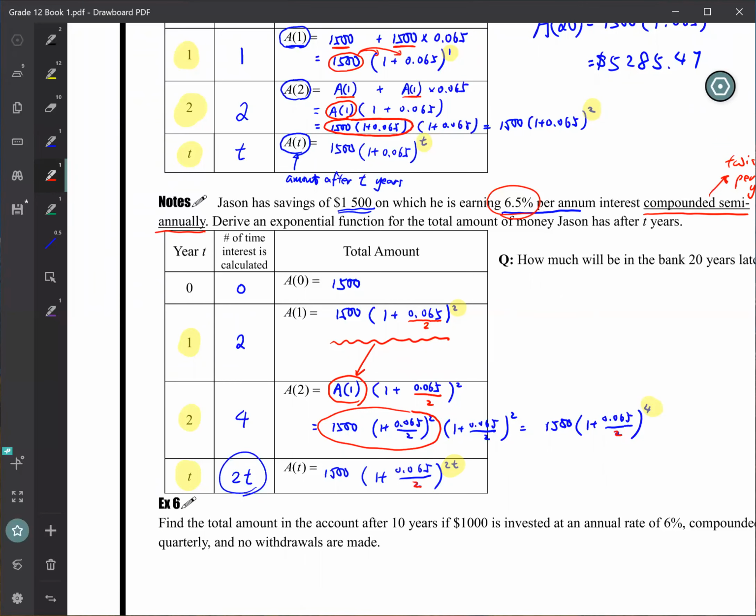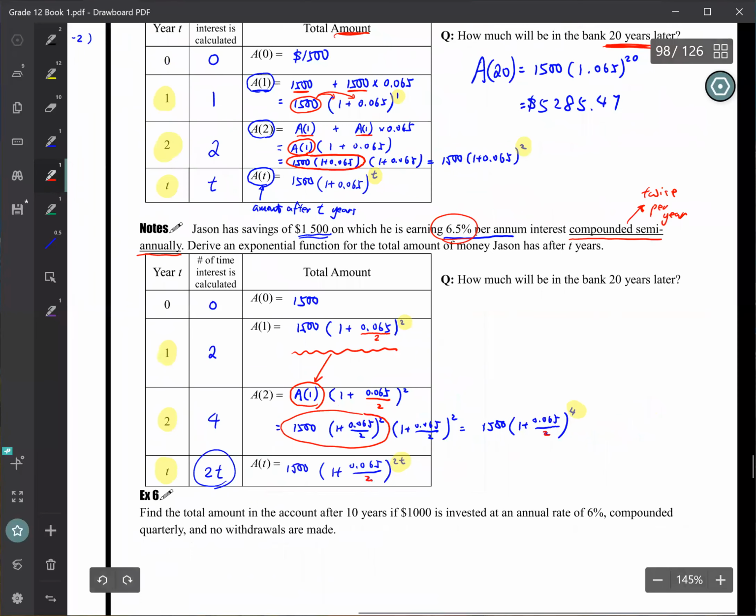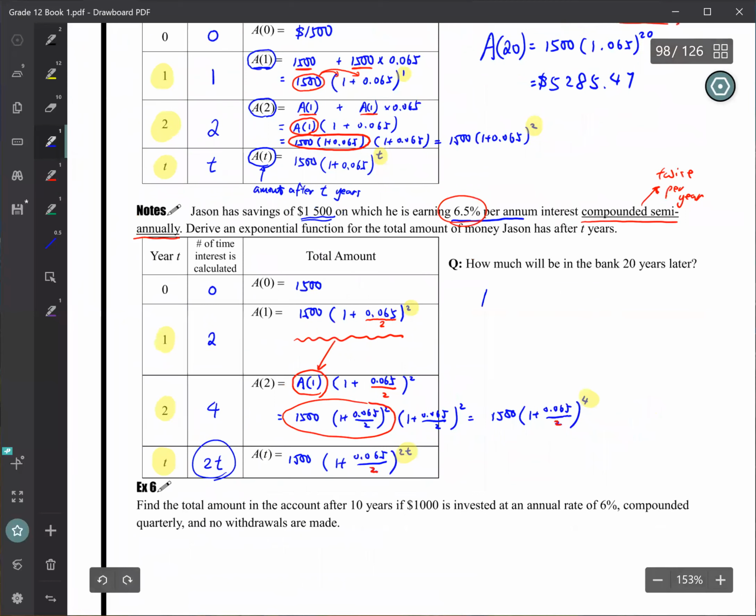Okay, so now I would like you to try calculate for 20 years again. Everything else is the same, but the only difference is semi-annually. Let's see if the amount will be very different. Okay, so please type it into your calculator and raise your hand after you get it.